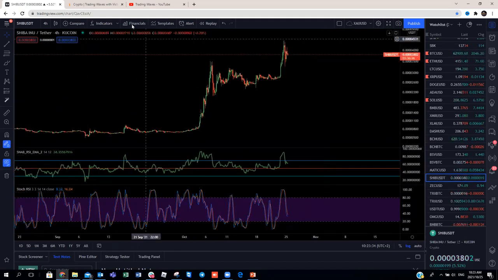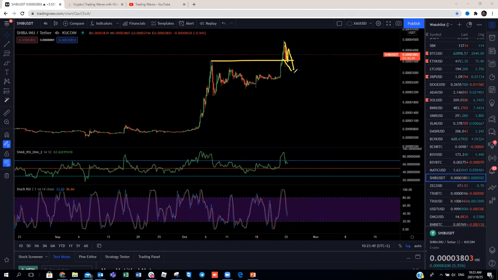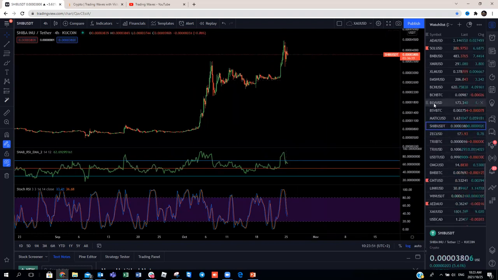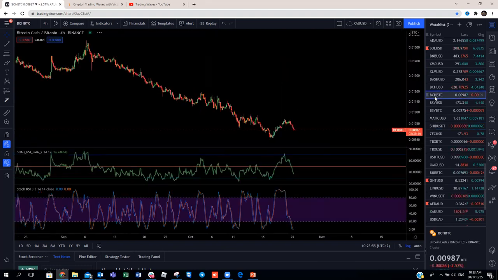So Shiba has broken the all-time highs again. We want to see if this is going to make a pullback here in 3. That will result in a structure where we look for this to continue to the upside. That is Shiba Inu. And lastly, we can look at the ratio between Bitcoin Cash and BTC.